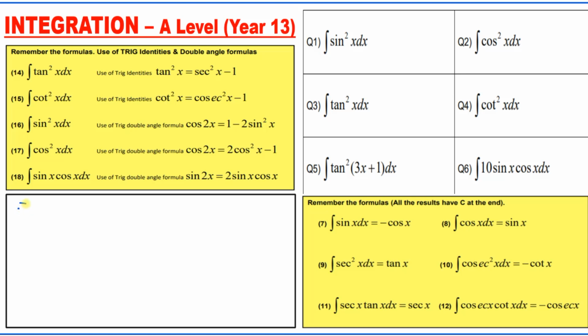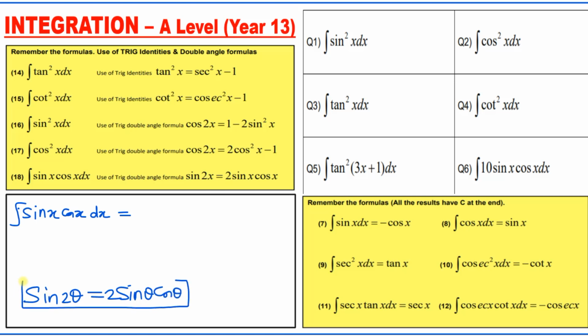So pattern number 18, integrating sin x cos x dx. If sin x and cos x are multiplied together inside the integration, you need to think about the sine double angle, sine 2 theta formula. Sine 2 theta is equal to 2 sine theta cos theta. By using this sine double angle, you can change the question: sine x cos x can be written as sine 2x over 2.